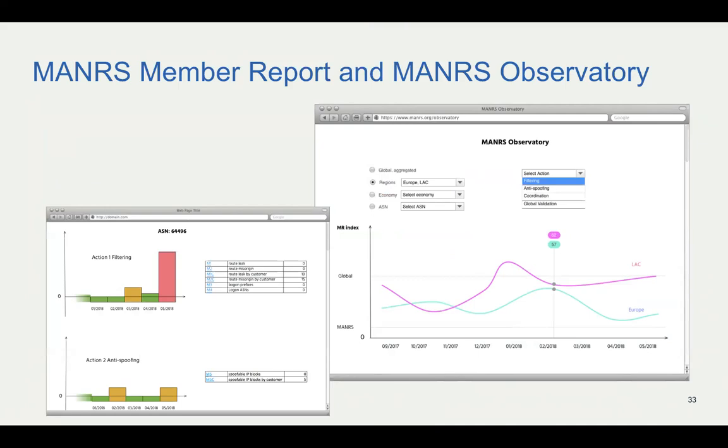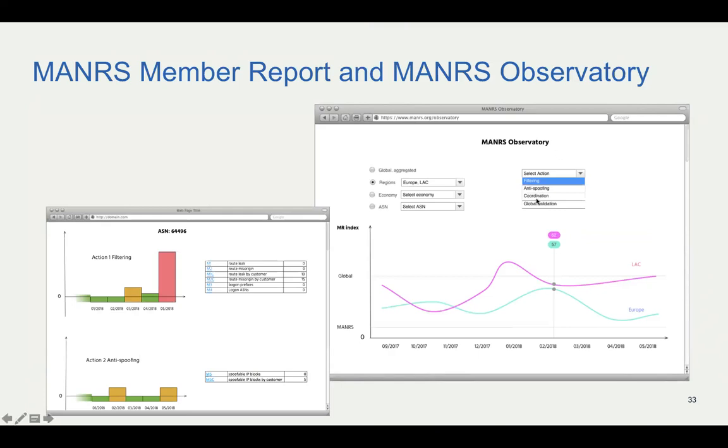So for this, we are now working on the MANRS Observatory that will collect a lot of data from different data sources about routing, routing security, and routing incidents, and will allow you to look at this data in different dimensions over time. For instance, on this mock-up window, you can see how filtering is evolving in different regions.